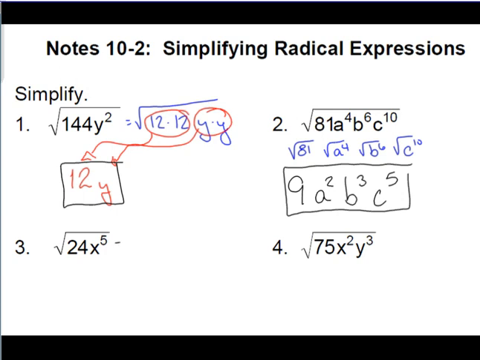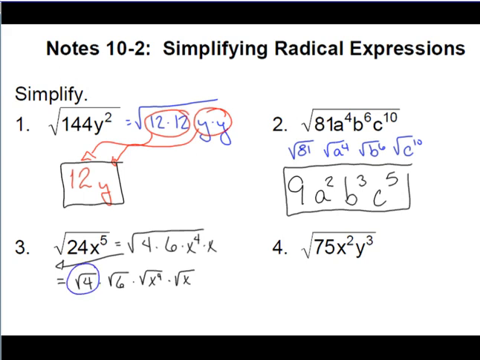Looking here at number 3, well, 24 is not a perfect square. We can go through and divide this up into our pairs, or we can start thinking, what's a perfect square that goes into 24? Well, I know 4 does, so 4 times 6. And then I can rewrite my x to the 5th power as x to the 4th times x. So now when I deal with this, I have the square root of 4 times the square root of 6 times the square root of x to the 4th times the square root of x.